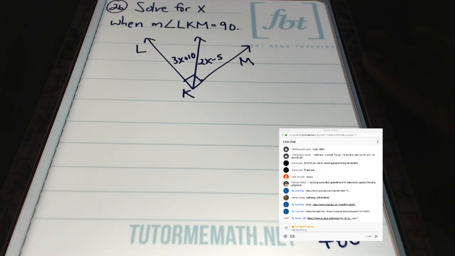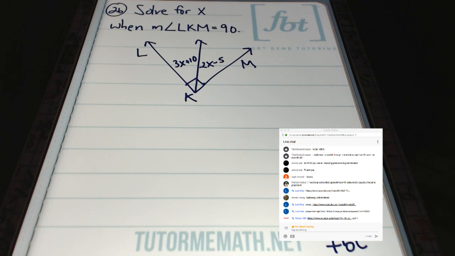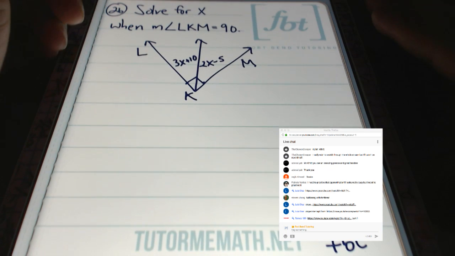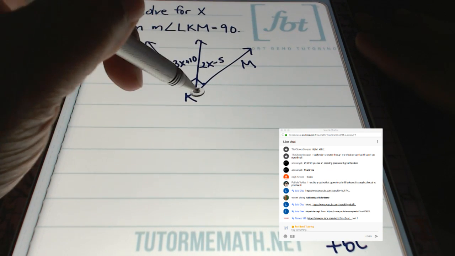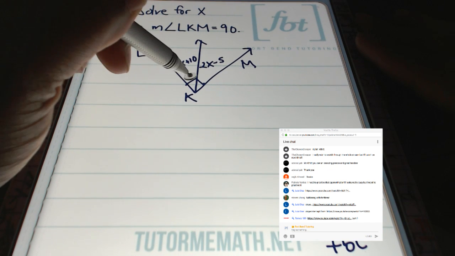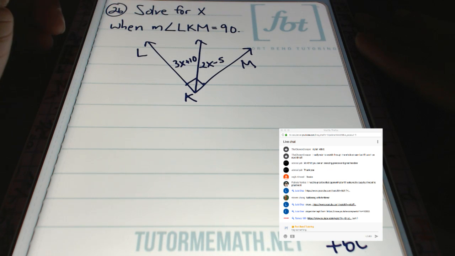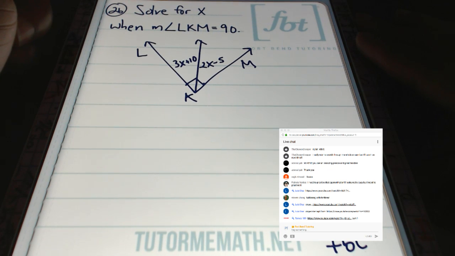So we're moving on to problem number 26. Here we have some angles showing. They want us to solve for x when the measure of the angle LKM is given. Let's go ahead and map this out. LKM. So this larger angle here is equivalent to 90 degrees. We also know that from the square symbol given on the diagram, which confirms we have a 90-degree angle.